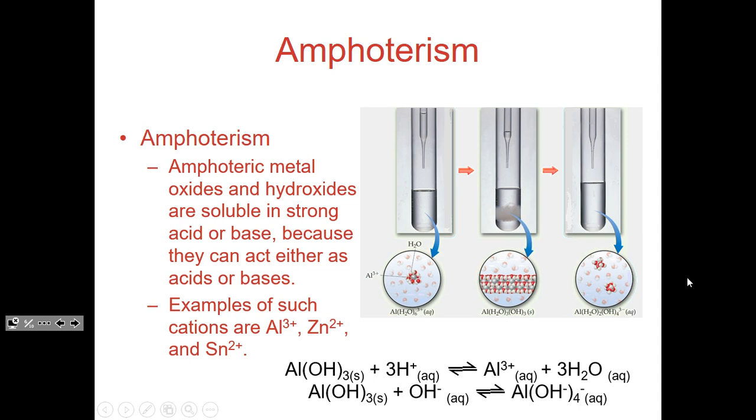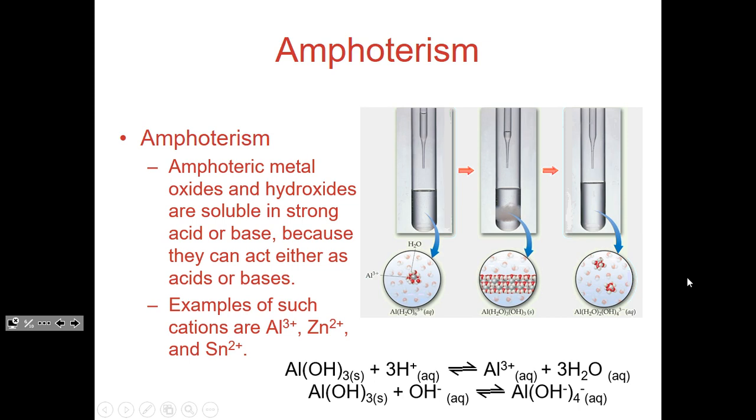And some of these metal ions, like aluminum and zinc and tin, do this. And you can see in the first place, aluminum hydroxide is reacting with the H+. So under acidic conditions, it's reacting to form Al3+ and water. In this case, it's attracting protons. It's acting like a base. In the second case, however, it's forming the metal complex, and it's attracting OH-.